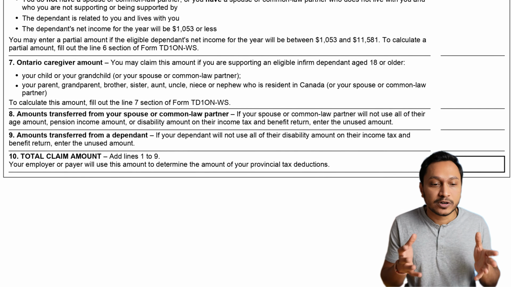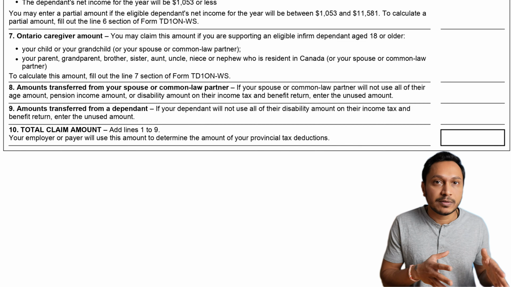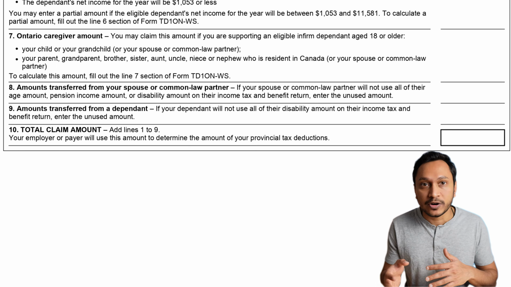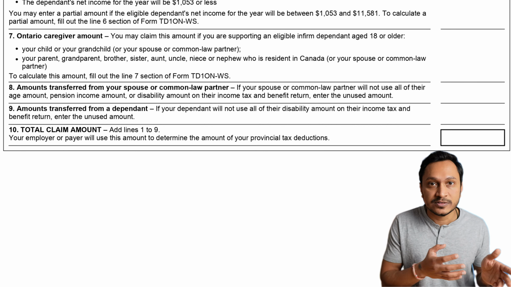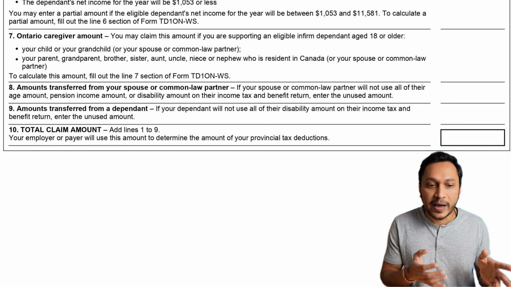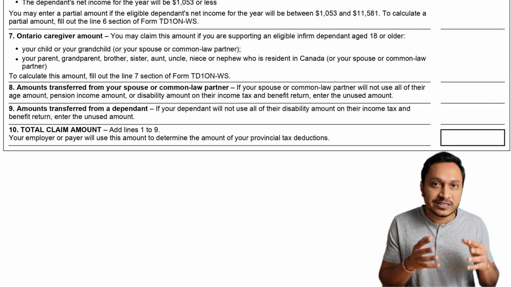Box number 7 is for the Ontario Caregiver Amount. You can claim this amount if you are supporting an infirm dependent, which means that they need special care or support. It does not mean that they have to be disabled, just that they need special care and support. It could be your child or grandchild. It could be your parent, grandparent, brother, sister who is a resident of Canada.